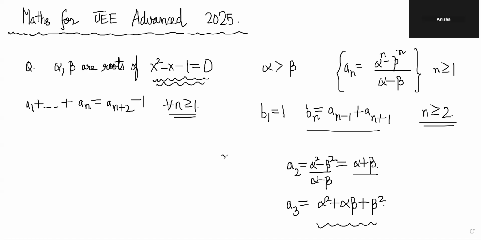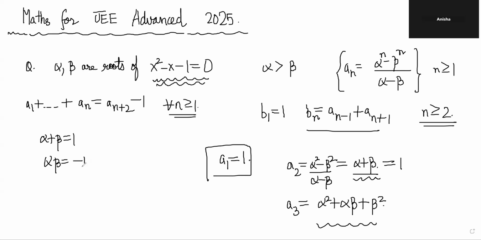So you saw a1 was equal to 1 and a2 was equal to alpha plus beta, which was 1. And this you can calculate now because you know alpha plus beta is 1 and alpha beta is minus 1. So you'll get (alpha plus beta) whole squared minus alpha beta. So 1 minus minus 1, so plus 1, is equal to 2. So you're getting this.